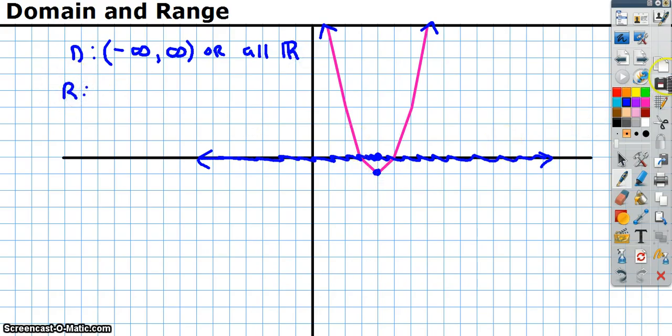All right, let's take a look at the range. Imagine we're smashing that entire graph down so it's just on top of the y-axis. This one's going to map over here, a closed circle right there. Then the rest of the graph goes up from there, and it keeps on going up forever. That's what those arrows mean.